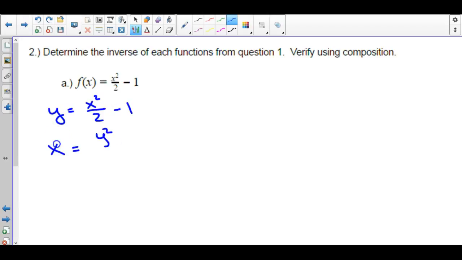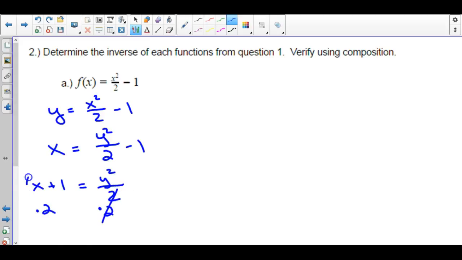And then what I want to do is isolate the y. So we want to get the y all by itself. The first thing I'm going to do is add 1 to both sides, and that's going to give me this. And then I'm going to multiply both sides by 2. So I'm going to bring over this 2 by multiplying.